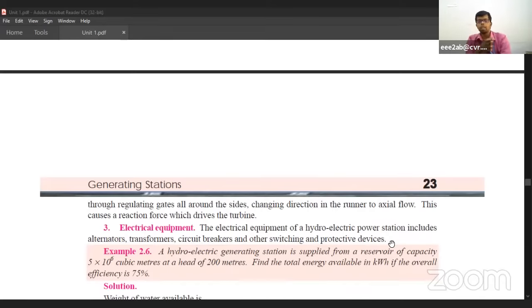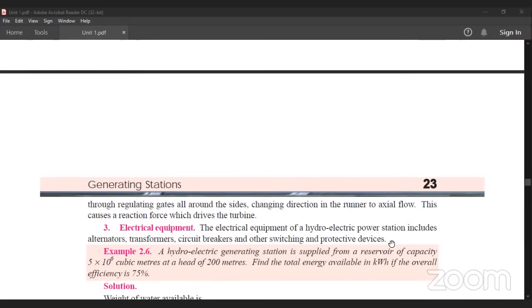After 220 kilovolt, it travels a further distance, say 200 kilometers. That 220 kilovolt is further stepped down to 110 kilovolt. Then 110 kilovolt is stepped down to 66 kilovolt. 66 kilovolt is stepped down to 33 kilovolt, and 33 again to 11 kilovolt. That's where you will find, near your area, substation ratings of 33 by 11 kilovolt.